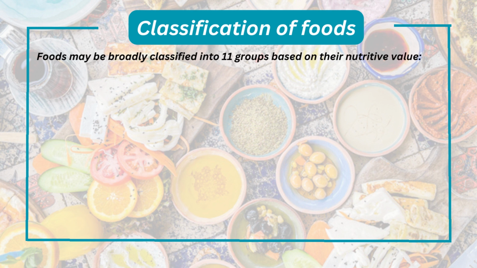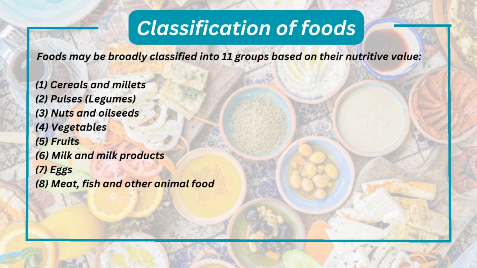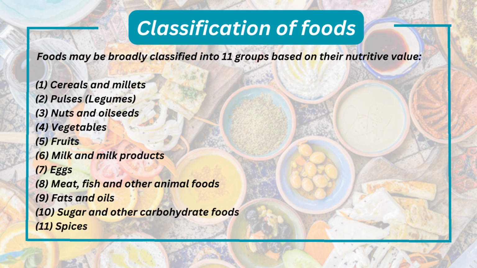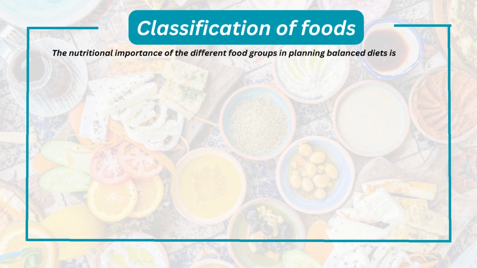First, cereals and millets. Second, pulses or legumes. Third, nuts and oilseeds. Fourth, vegetables. Fifth, fruits. Sixth, milk and milk products. Seventh, eggs. Eighth, meat, fish and other animal foods. Ninth, fats and oils. Tenth, sugar and other carbohydrate foods. Eleventh, spices. The nutritional importance of different food groups in planning a balanced diet is briefly discussed.